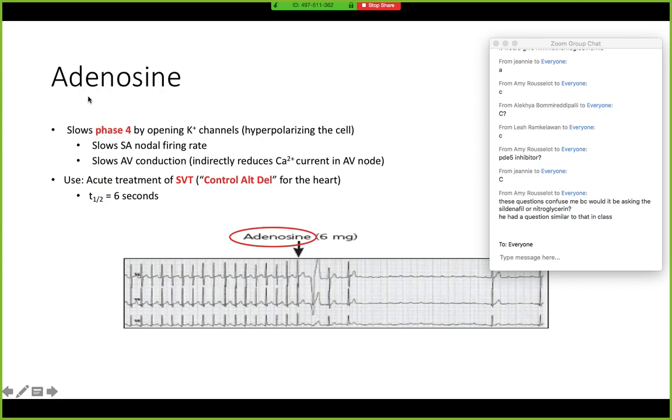Okay, so adenosine, all you need to know here is that it's going to slow down phase 4 by opening potassium channels, and it's used in the treatment of SVT. So it might be a good idea to look at some rhythm strips and make sure you know what SVT looks like, because they could show you the strip in a question and then ask what you're going to treat the patient with. That would be adenosine. Adenosine is the Control-Alt-Delete for the heart: it stops it for a second, and then it resets the rhythm.